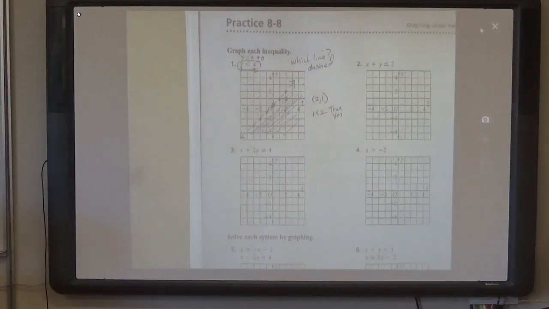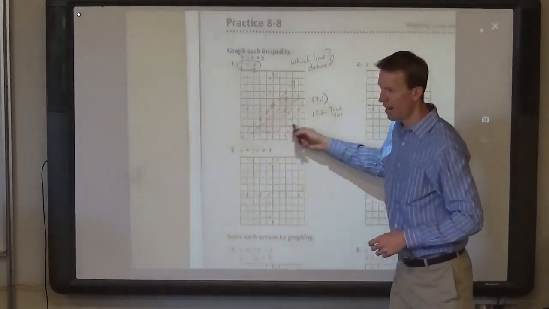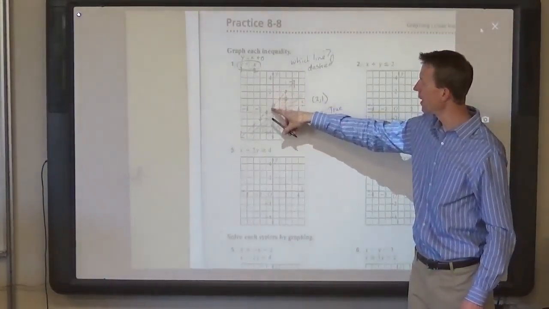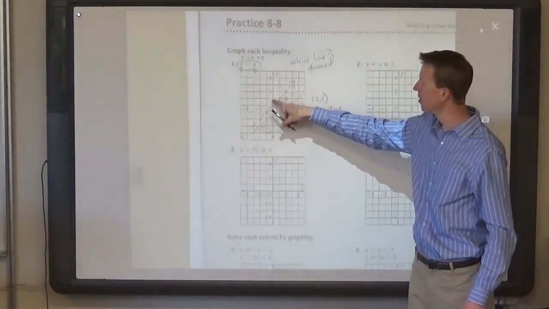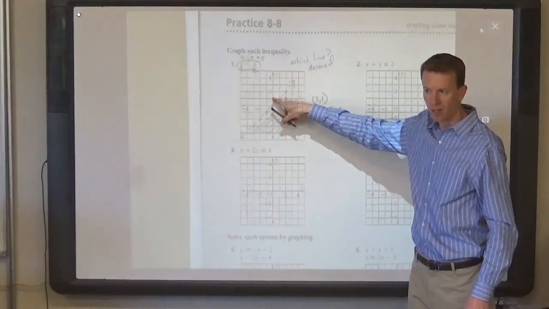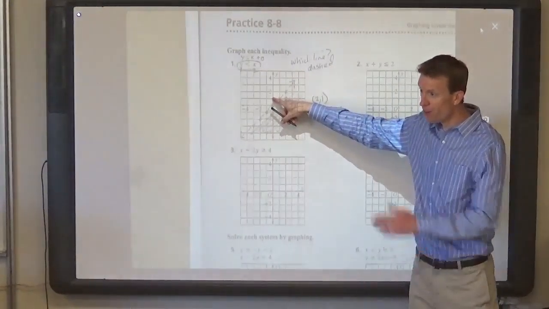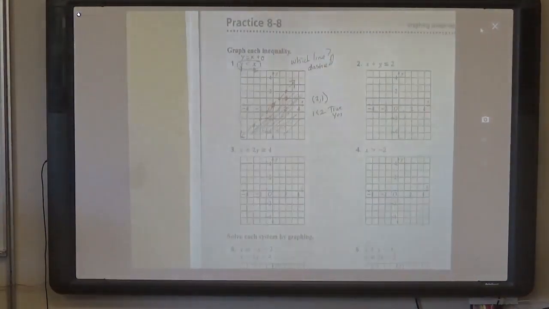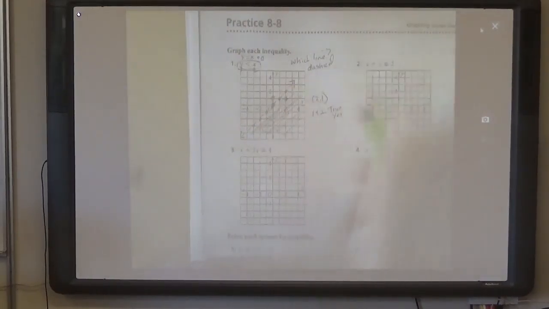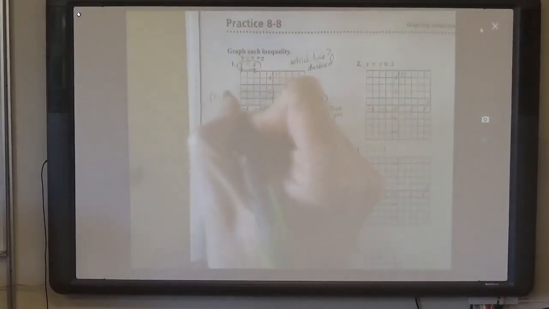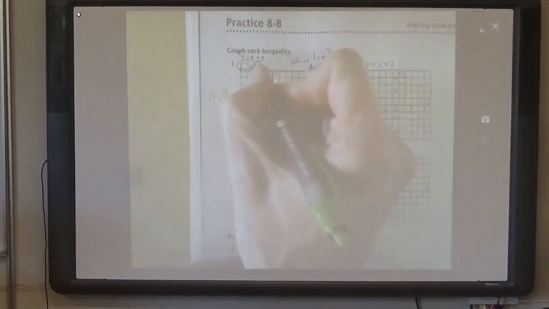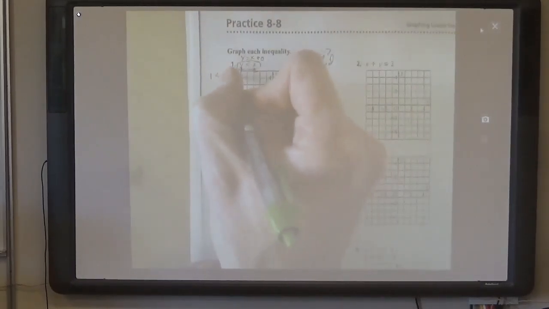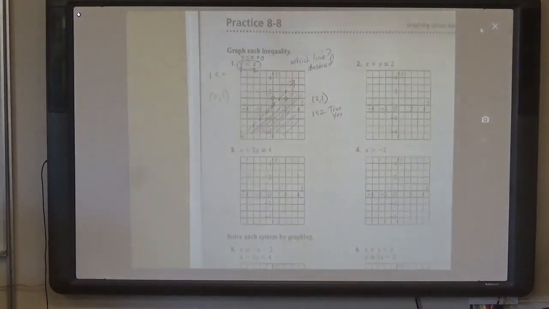Alright? Now, you can pick any point you want on the graph. I picked this one. What if you picked this one? Or this one? What if you picked 0, 1? What would you find? It'd be false, wouldn't it? Let me show you. I'll put that in a different color so you don't confuse it. You pick that point, 0, 1, and then you put those numbers into the equation. So y is the 1, x is the 0. Is that true? 1 is less than 0? No.